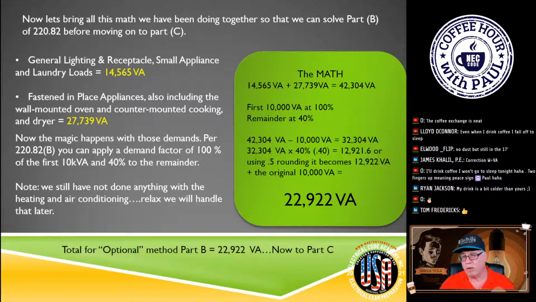That 0.6, we're going to round to 12,922. Then remember that 10,000 we set aside? When I tell you to take that at 100%, that means we have to add it back. So take that 12,922, add that 10,000 back to it. What do you get? 22,922 VA. B's done. You write that number down and that's your B. Remember what we said earlier? You're going to take the B and the C and add them together. We have done B. We get to move into C.